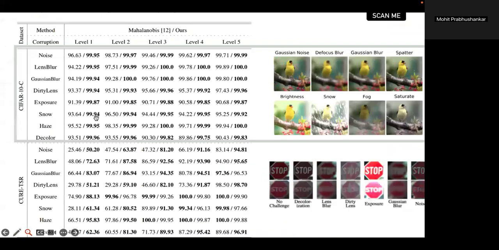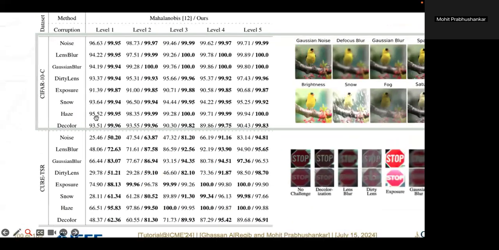Let me explain what the table is showing you. The leftmost side is the dataset, CIFAR-10-C or CURE-TSR. The next column is the type of corruption that exists. It could be some kind of defocus blur, some other kind of blurs, and so on. Levels here indicates the amount of distortion. This is very important when we discuss corruption detection or recognition as well. Generally, level 1 means that there's not as much noise added to the data. Level 5 indicates there's a lot of noise added to the data.